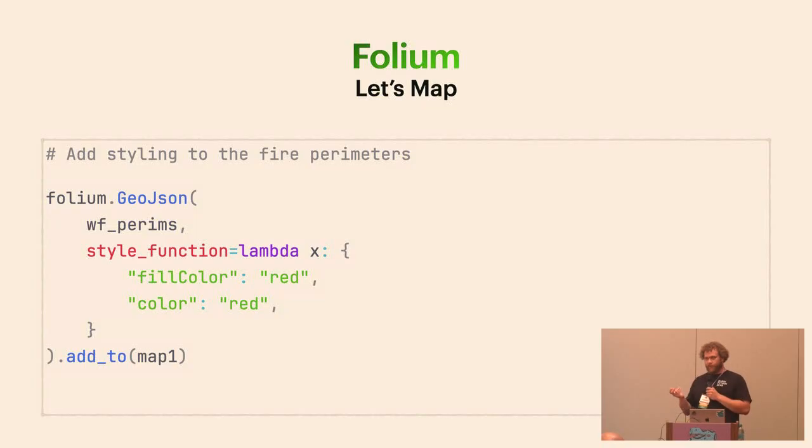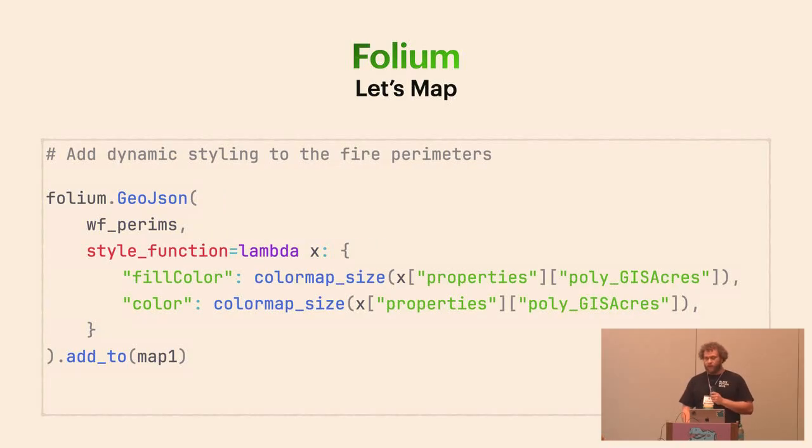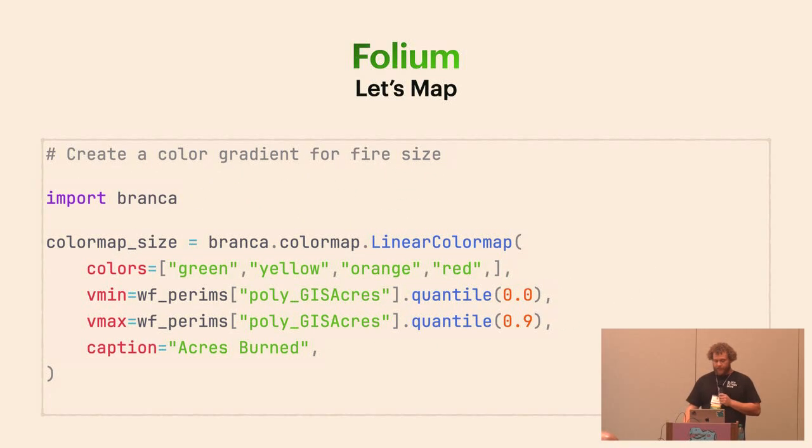We could set it to red. That wouldn't really help because we just end up with the same map that's red, but we probably want to style based off of some properties of our data set. And so for that, we're going to replace our red with color map size, and then you notice that properties, that comes from that GeoJSON. And then for this example, we're going to use acreage, right? So we have this poly GIS acres that we're going to use for both the fill color and the color. And you might be going, where's color map size coming from? And color map size is coming from this Branca library that comes as a dependency with Folium.